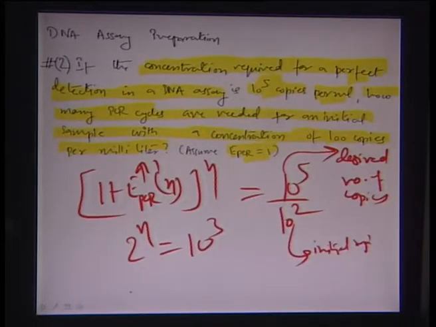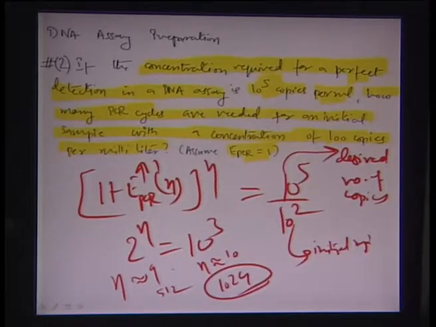So here, if n were 9, then 2 to the power n would be about 512. If n were 10, it is about 1024. Okay, so essentially it is somewhere between 9 and 10. So we can say that the number of cycles here is about 10. So this concentration would be reached in about 10 thermal cycles for this particular reaction.